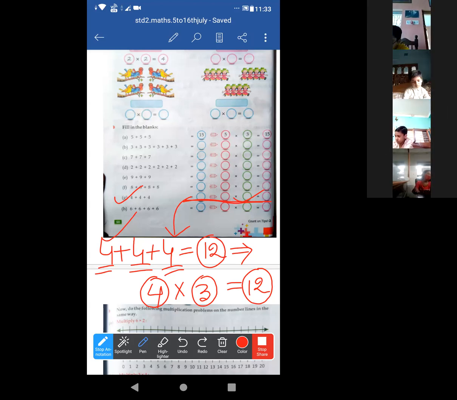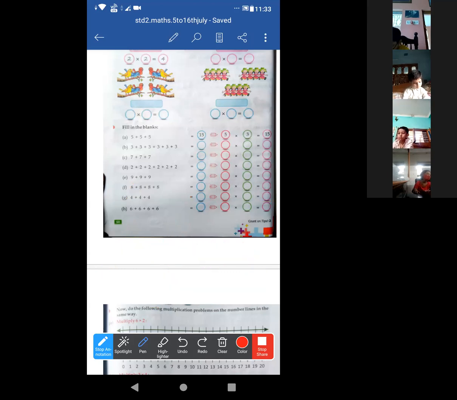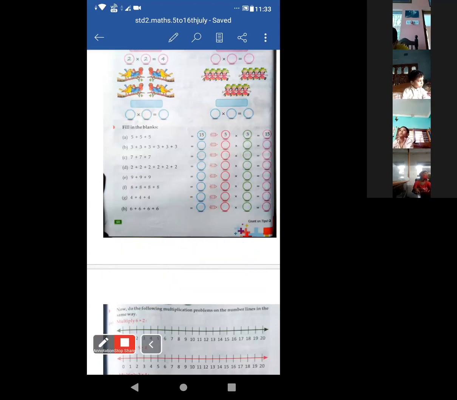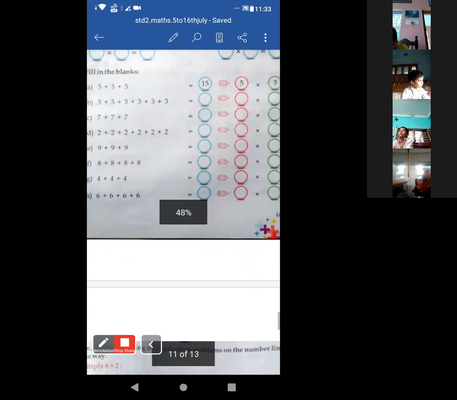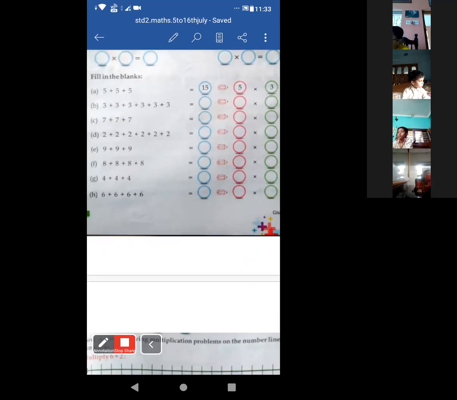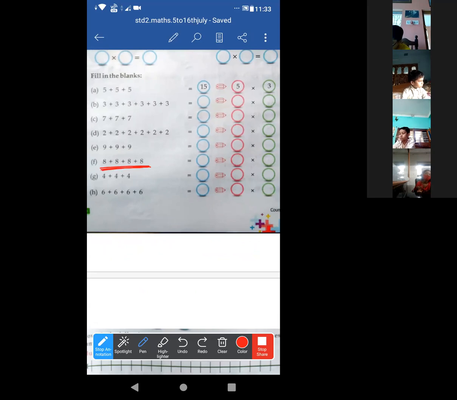Next, number F. In F, look at this. 8, 8, 8, 8, okay? How many times 8 are given? 4 times. So here you will write 8, here you will write 4 times, okay? And the answer will be 32.